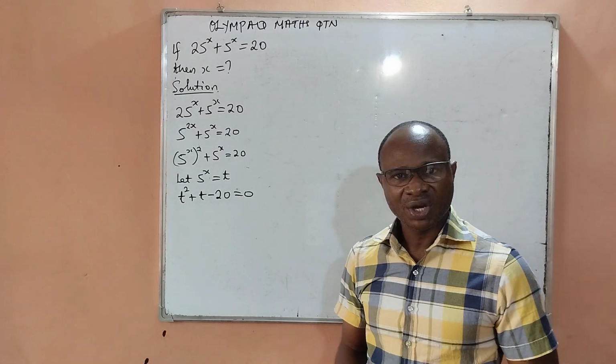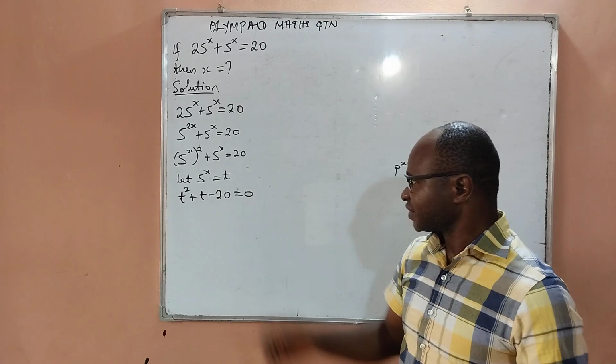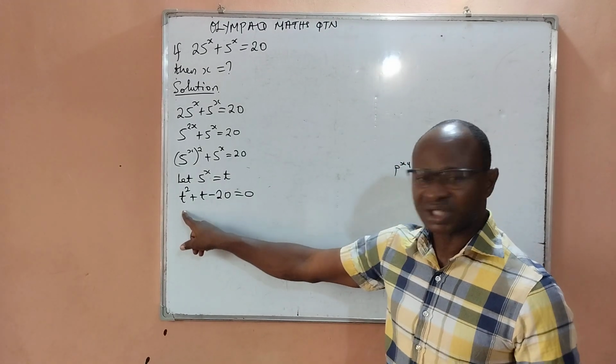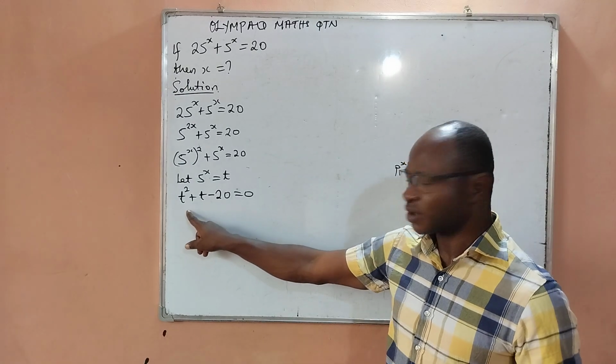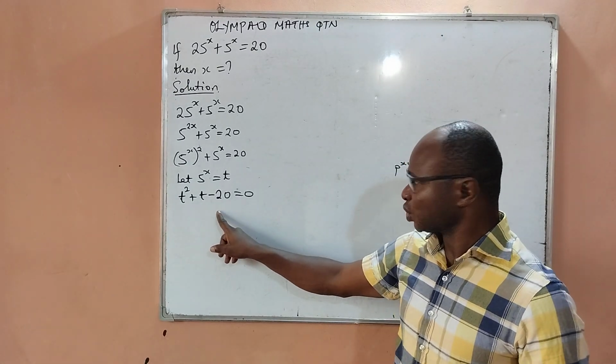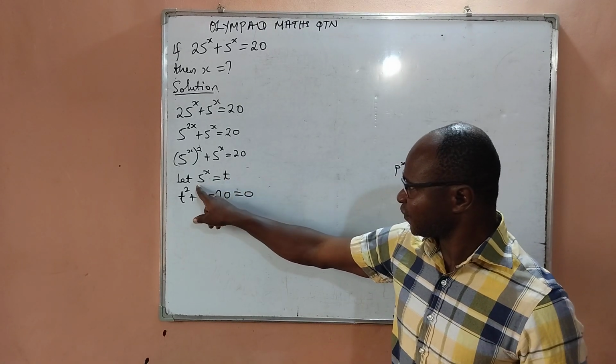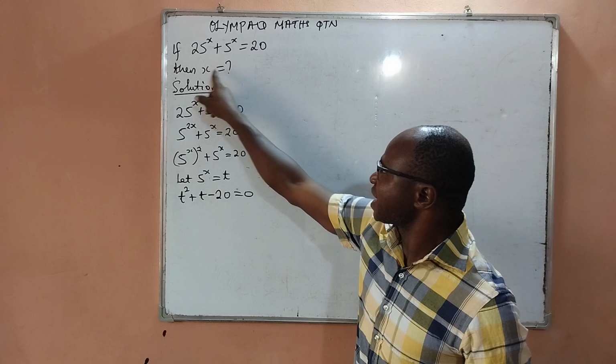We have many methods, but let us go by the factorization method of quadratic equation to see how we can get the value of t. And after we have gotten the value of t, what we do next is to substitute the value of t in this position in order to find the value of x, because we are expected to find x.